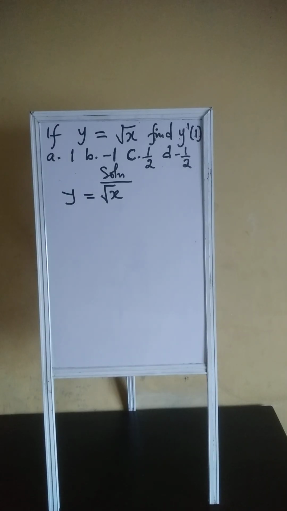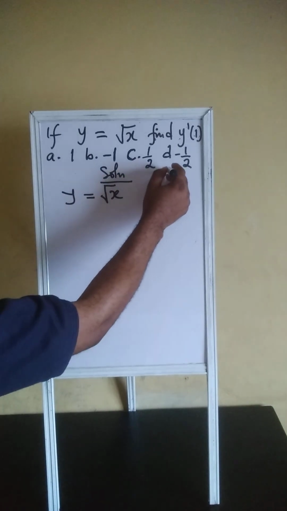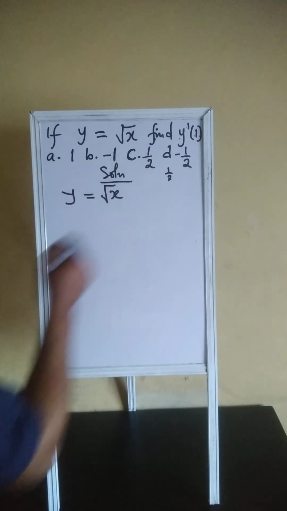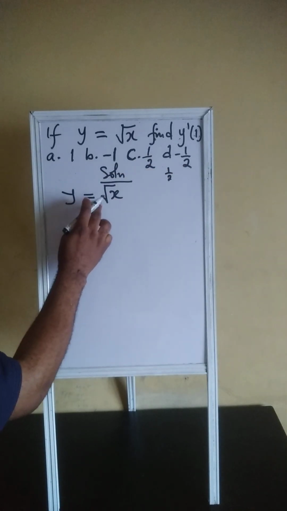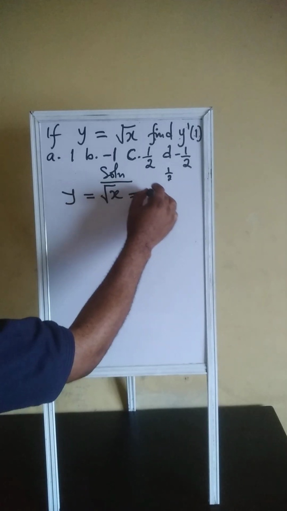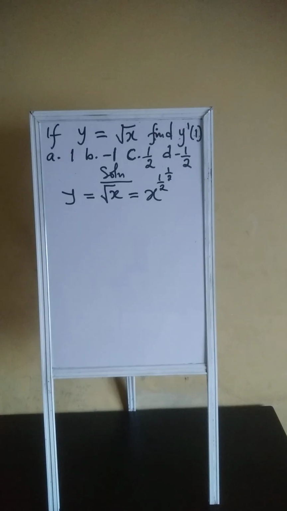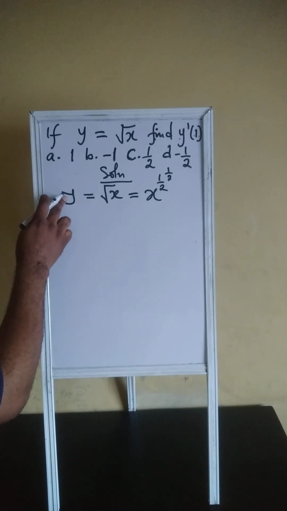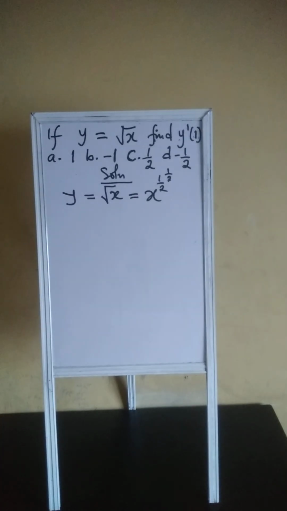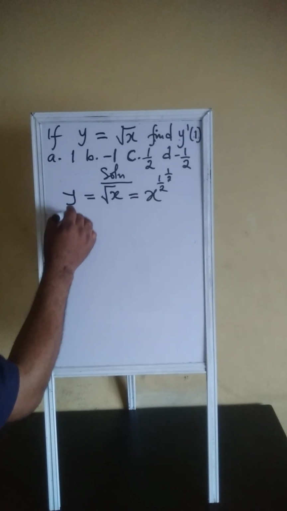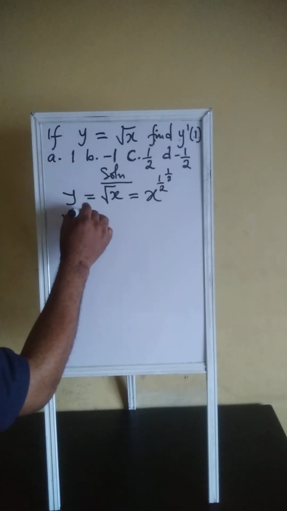I want you to understand that you first of all convert this square root into exponential or power. Square root means power of 1 over 2. Are you with me? So if I remove this square root, it will give me x raised to the power of 1 over 2. Now can you see that it is very easy to differentiate now? Now I want to differentiate y with respect to x. It will give me y prime of x. Are you with me?